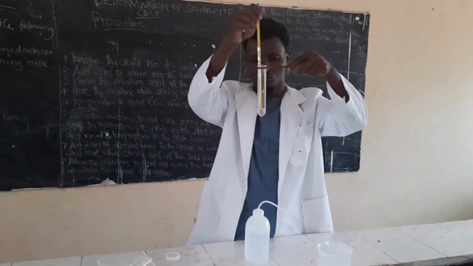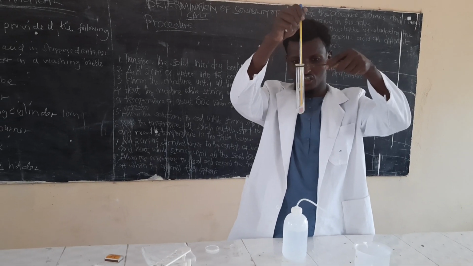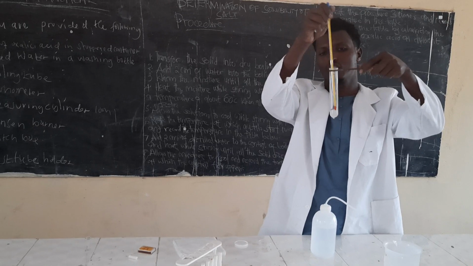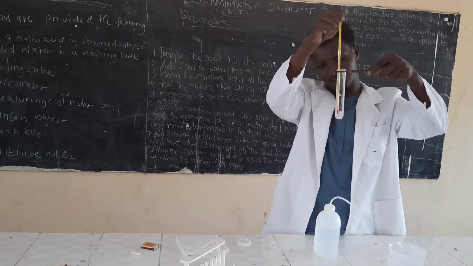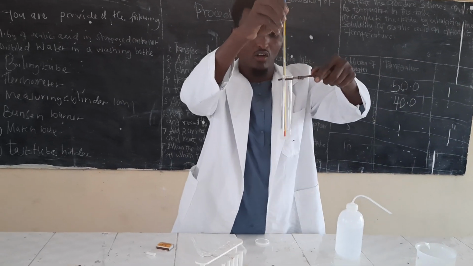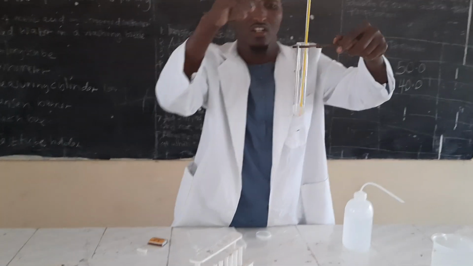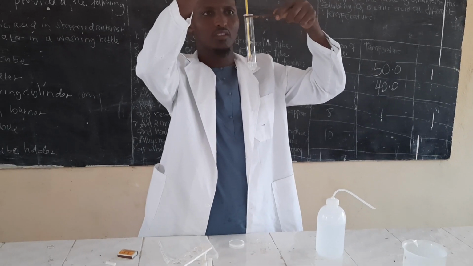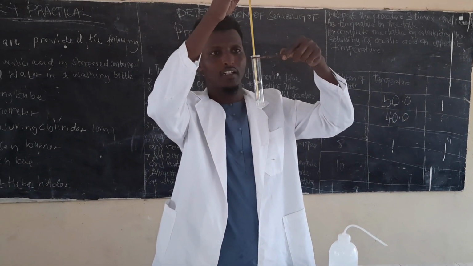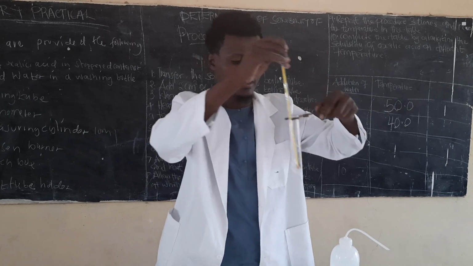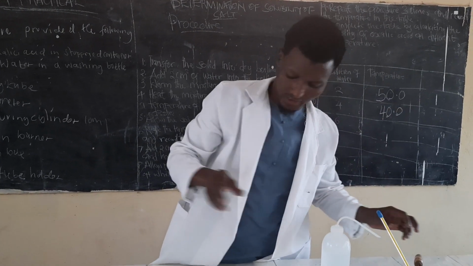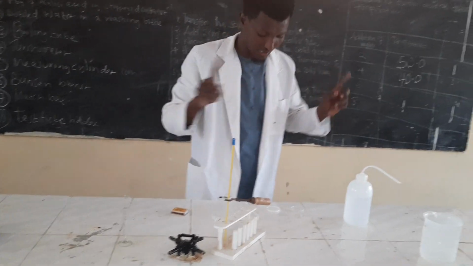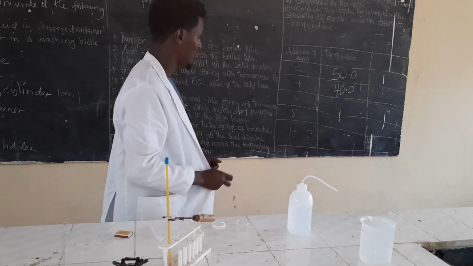I'm going to allow it to cool so that crystals are forming. As you see, the crystals are forming. The sulfate dissolved is going to come back to form crystals. As you see now, after allowing it to cool, that is the temperature. 33 now. At a temperature of 33, the salt started to form, slowly now.